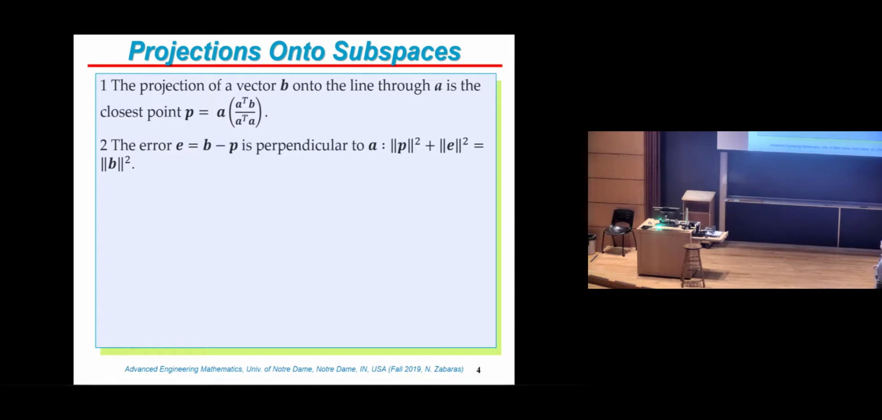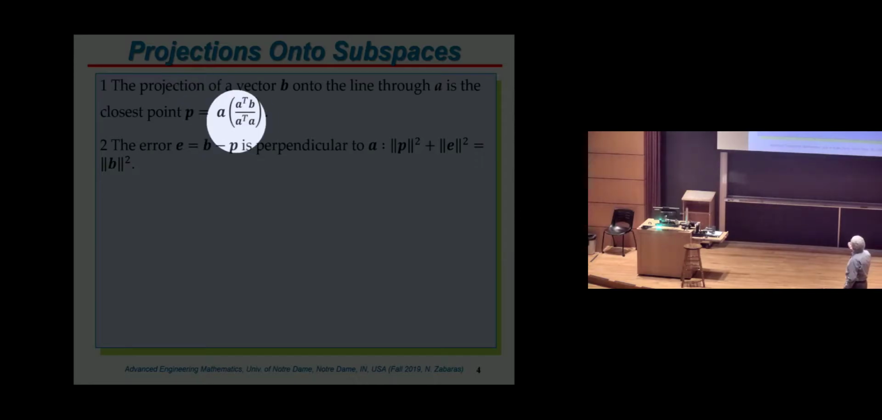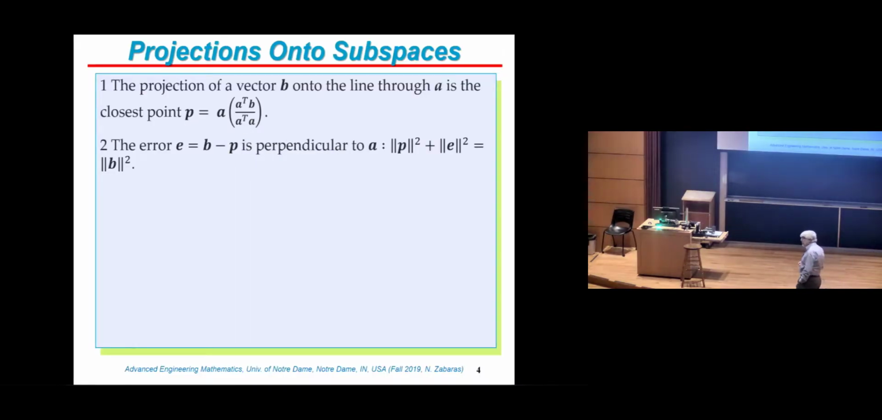Geometrically thinking, the difference between B and this projection is basically the error that you're committing. And in the particular case of projection onto a line, that error is going to be perpendicular to the line. Correct? You take a vector B, you project onto a line, the error obviously is going to be perpendicular to the line.